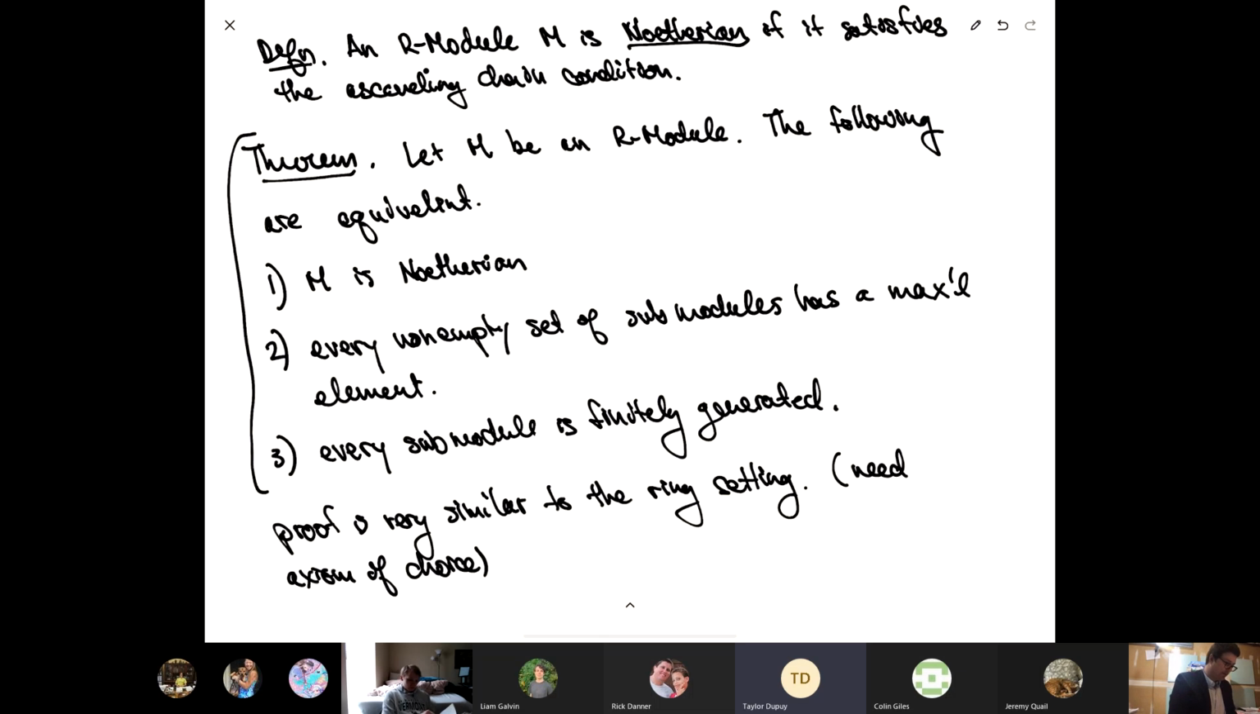Depending on the book you use, they either use the ascending chain condition, condition number 2, or number 3. 1 and 3 are by far the most commonly used as the definition, but you need 2 to relate 1 and 3. That's the important point. In practice, I don't think we use 2 as frequently. Any questions on this?